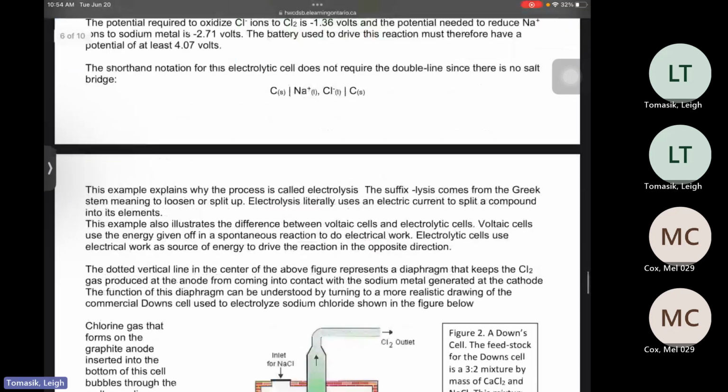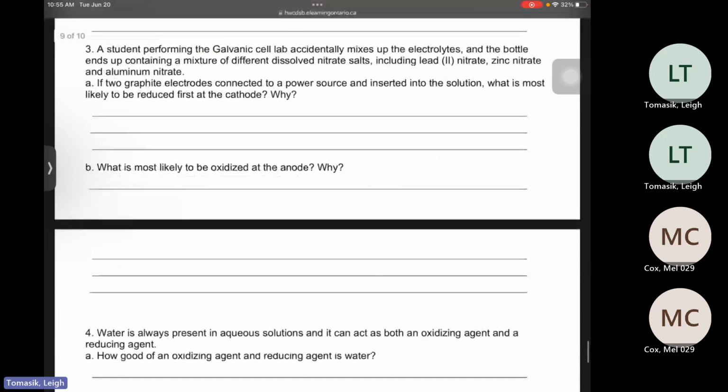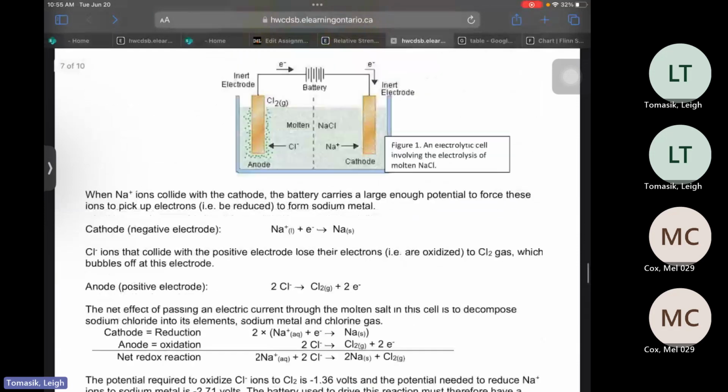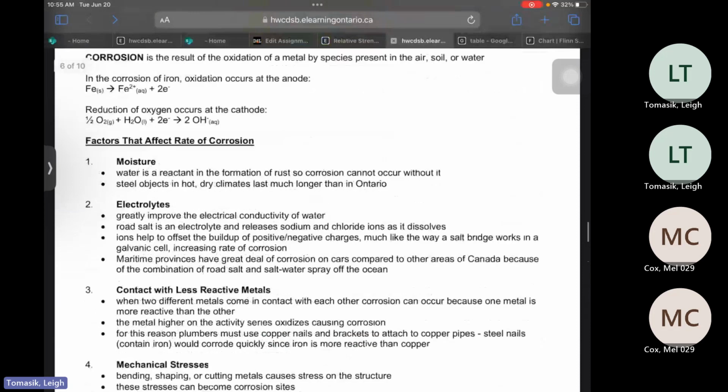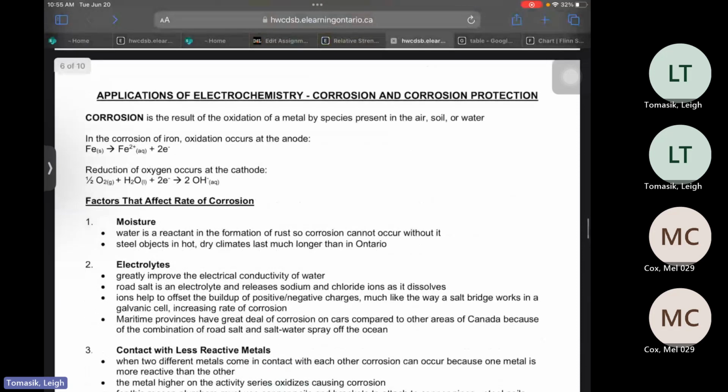I will come back with a final little lesson about electrolytic cells and corrosion after the break. Probably, let's say it's 10:55 now, so 11:10 or 11:15 is when I will be back. Okay. So one more lesson and then this class is over. All right.